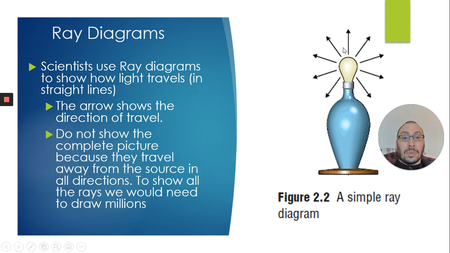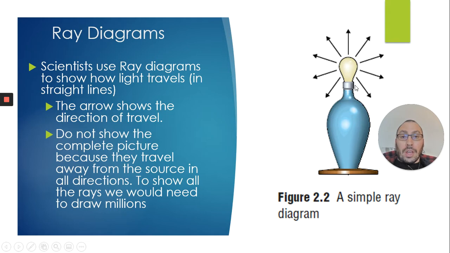However, they don't show the complete picture. So again, if you're taking a look at the picture on the right here, it's just showing a representation of 1, 2, 3, 4, 5, 6, 7, 8, 9 arrows going in all different directions. But in reality, we've got millions and millions and millions of light rays. Some are shooting towards us, some are shooting away from us, up, down, left, right, all over the place. We obviously don't draw all of those. It's just a model to represent how light works.